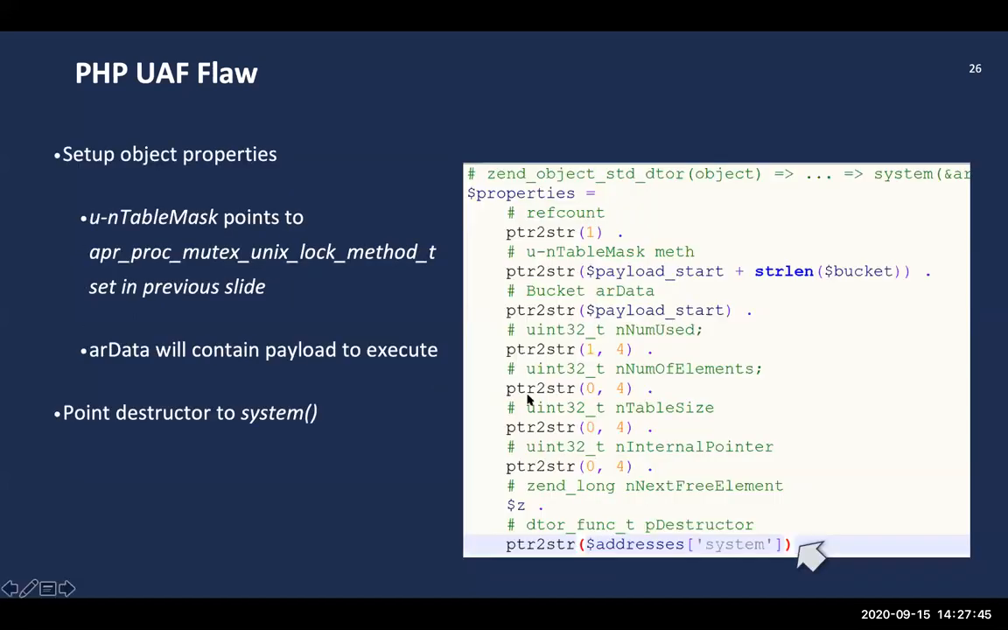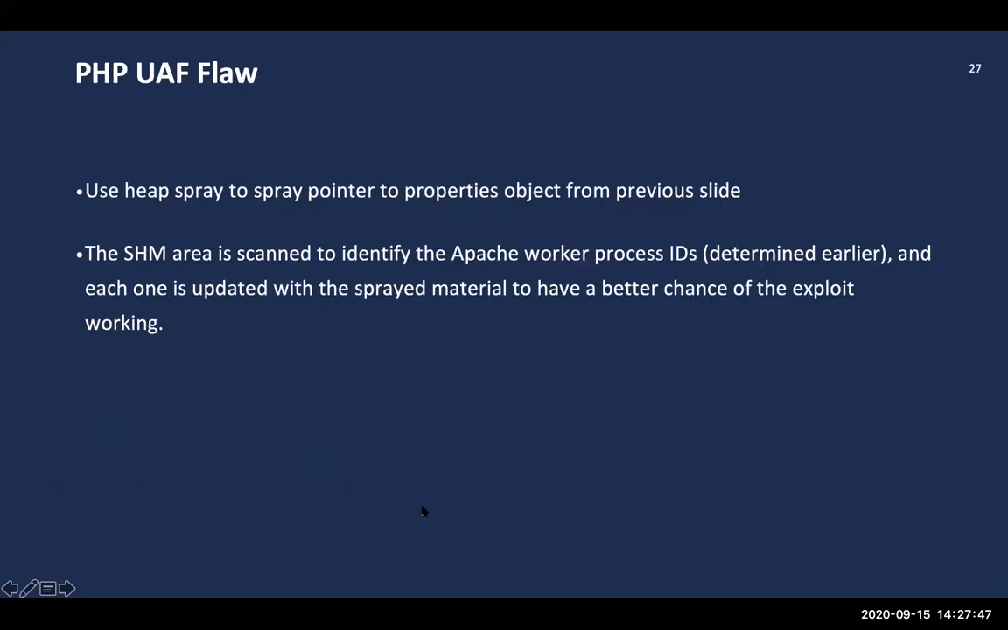So now that we've created these property objects, we need to kind of spray them into memory so that when we go to do the attack and get the Apache process to do what we want, we need those objects sprayed in memory. So we're going to do a heap spray for that. And then we're going to use our read write primitive from the Zend string to identify the worker process IDs and update each of those objects with the pointer to what we sprayed into the shared memory there.